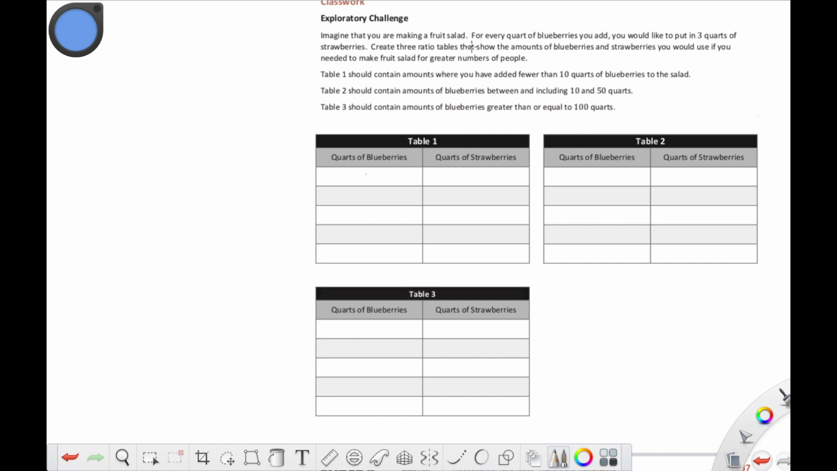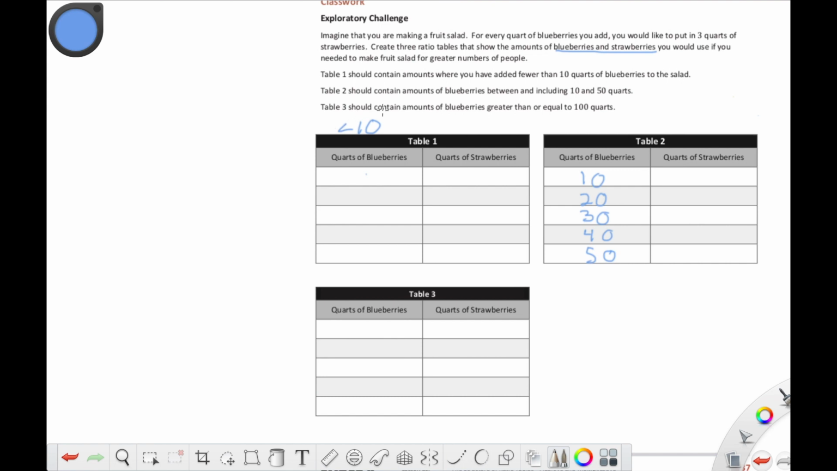Okay, so create 3 ratio tables that show the amount of blueberries and strawberries you would use if you needed to make a fruit salad for greater numbers of people. Table 1 should contain the amounts you have added for fewer than 10 quarts of blueberries. So these numbers need to be less than 10. Table 2 should contain the amounts of blueberries between and including 10 and 50. So this is going to be 10, 20, 30, 40, and 50.